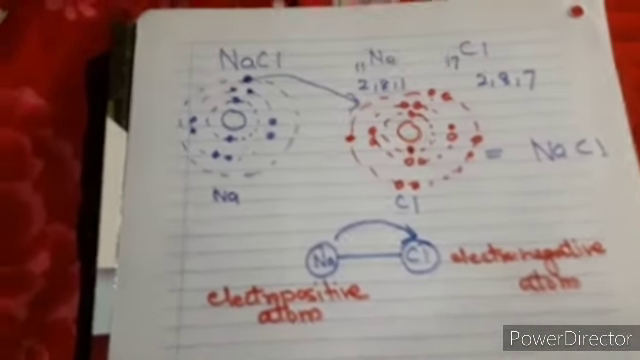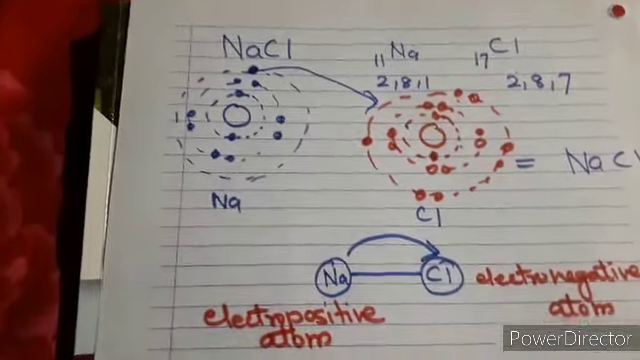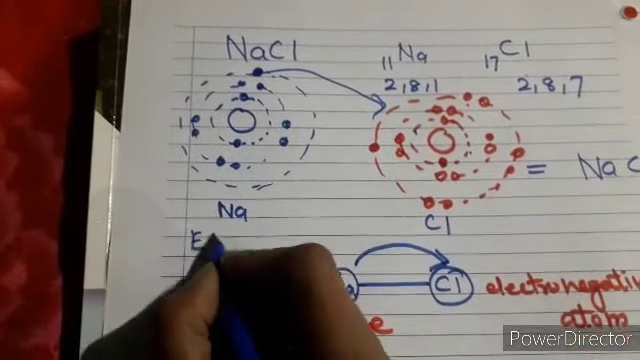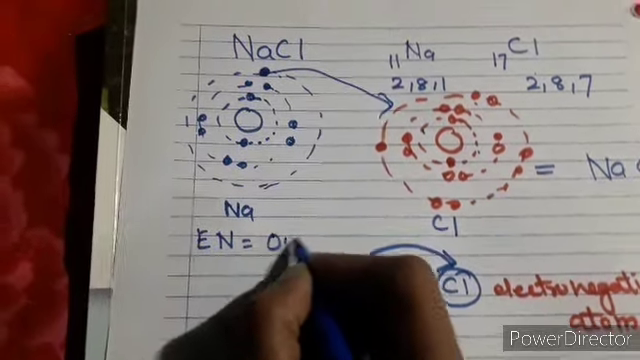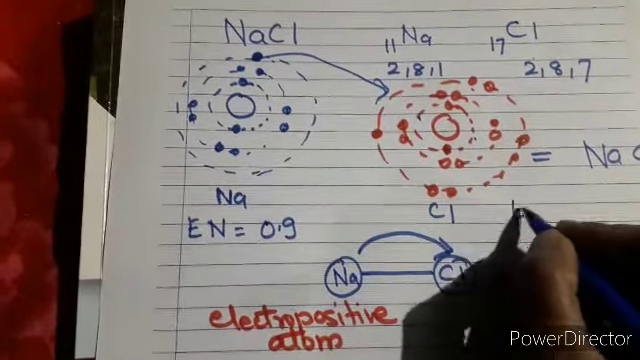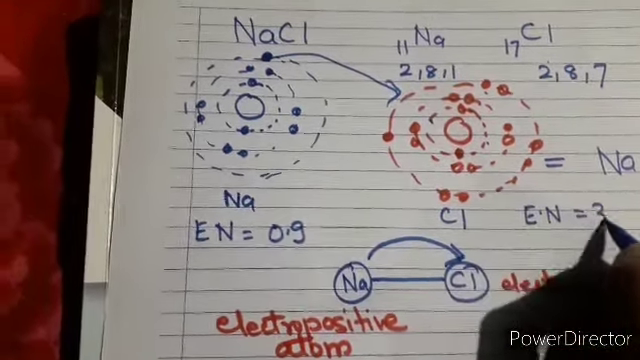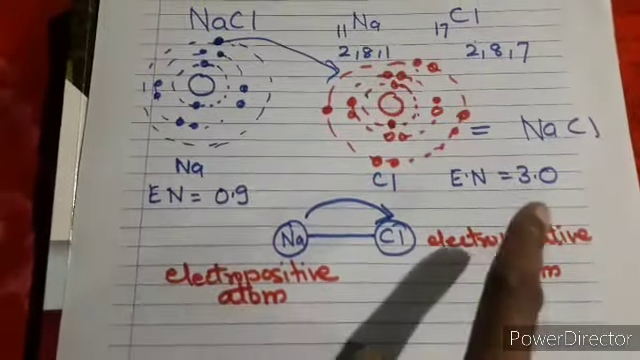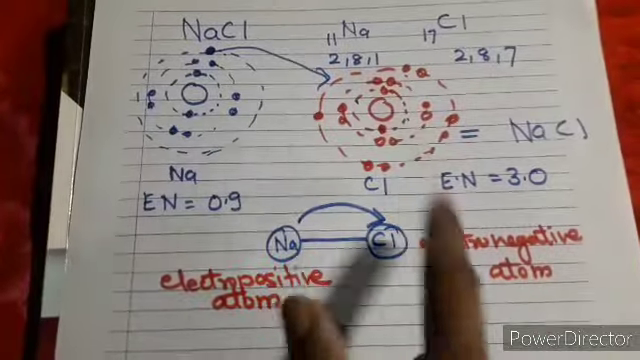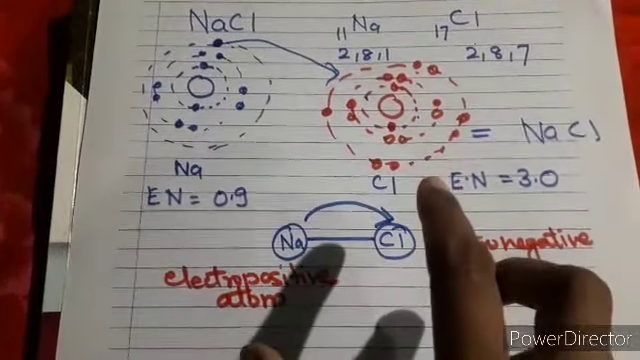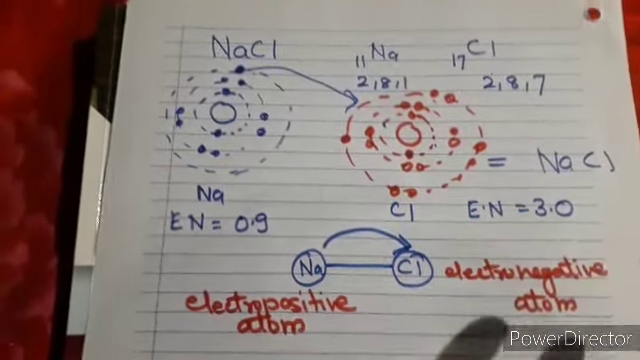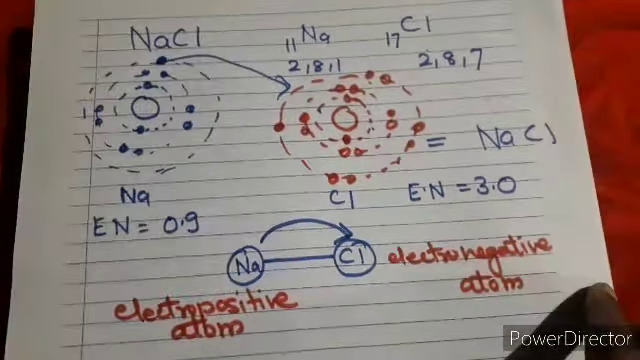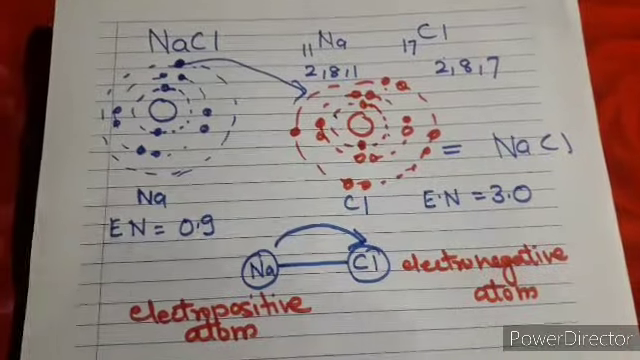Now there are calculated values given for the electronegativities of both the atoms. For this it is about 0.9, and over here it is 3.0. You can see from the values that this value is small and this value is more, that's why this particular atom is attracting the electron towards itself. This is the concept when you are seeing this type of bonding, as in the formation of an electrovalent bond.